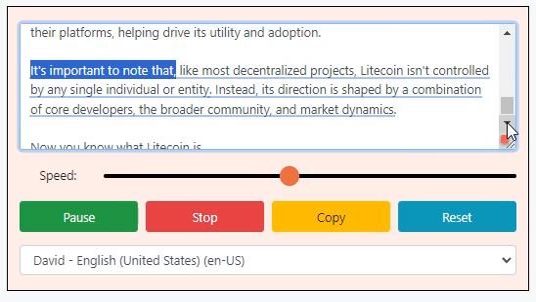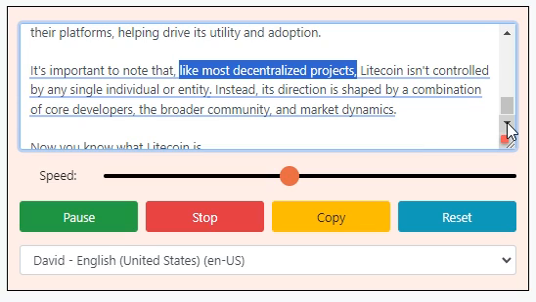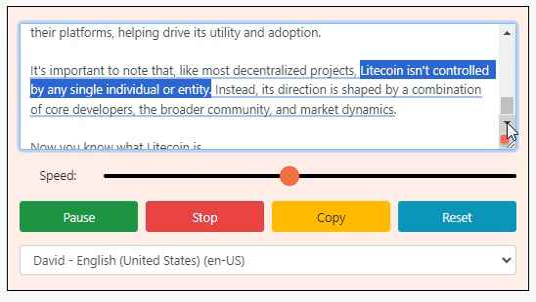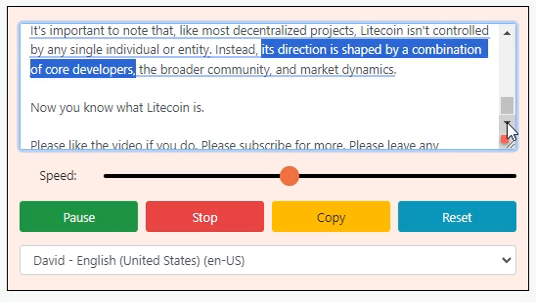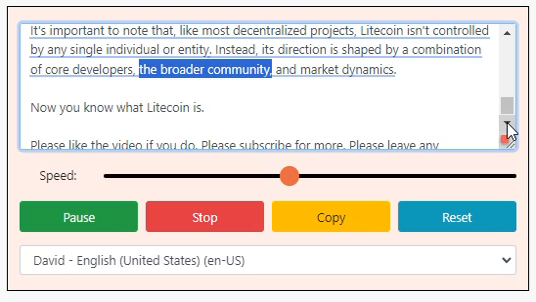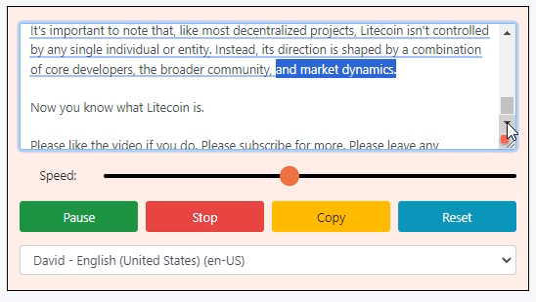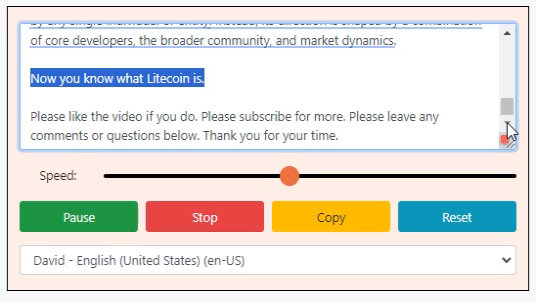It's important to note that, like most decentralized projects, Litecoin isn't controlled by any single individual or entity. Instead, its direction is shaped by a combination of core developers, the broader community, and market dynamics. Now you know what Litecoin is.